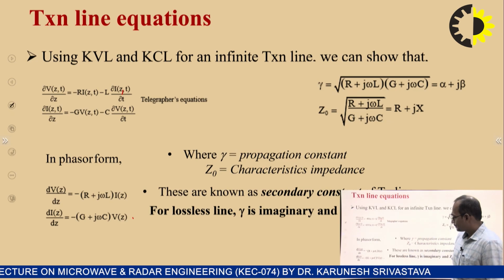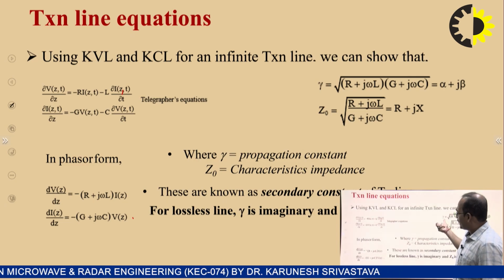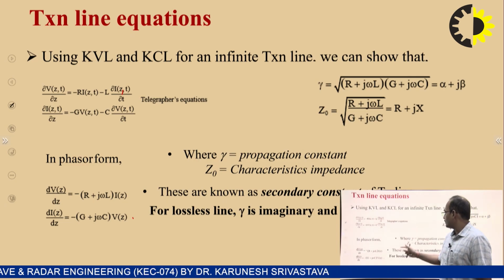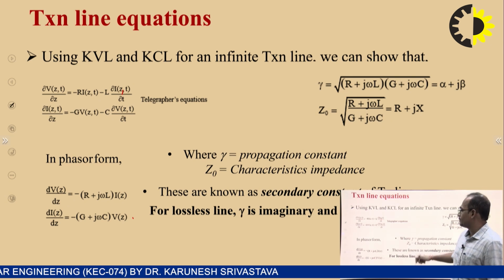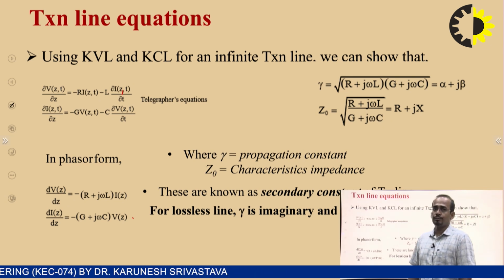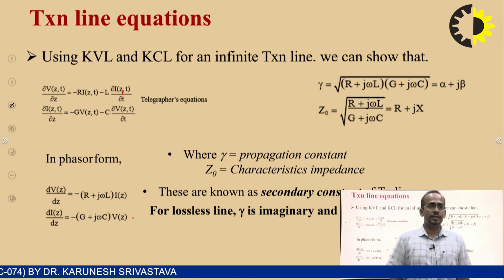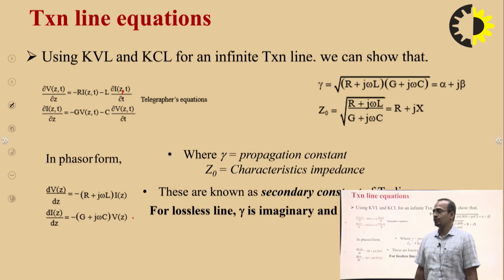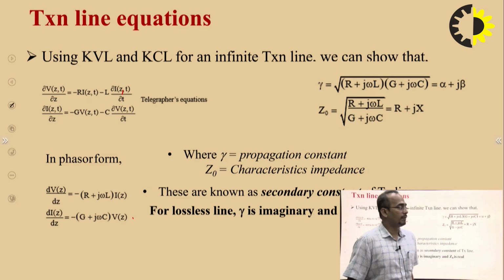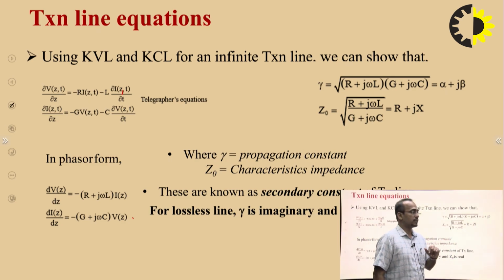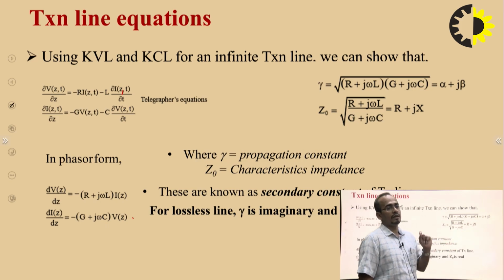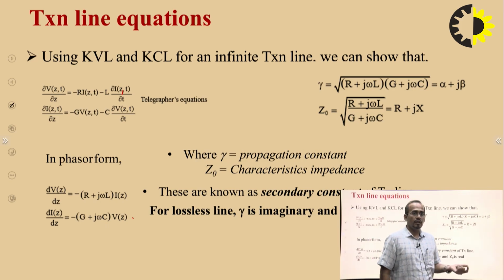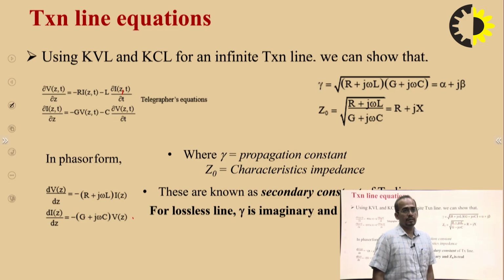Now we can see here this gamma is nothing but the square root of (R + jωL)(G + jωC). How will we get this propagation constant gamma and characteristic impedance Z naught? Z naught is equal to the square root of (R + jωL) upon (G + jωC), and gamma is equal to the square root of (R + jωL)(G + jωC). This is nothing but alpha plus j beta, where alpha is the attenuation constant and beta is the phase constant.